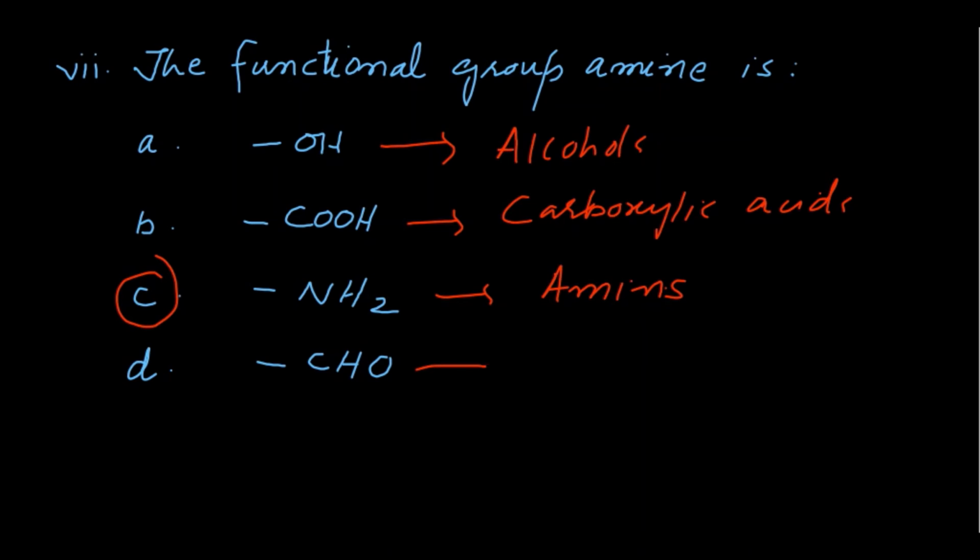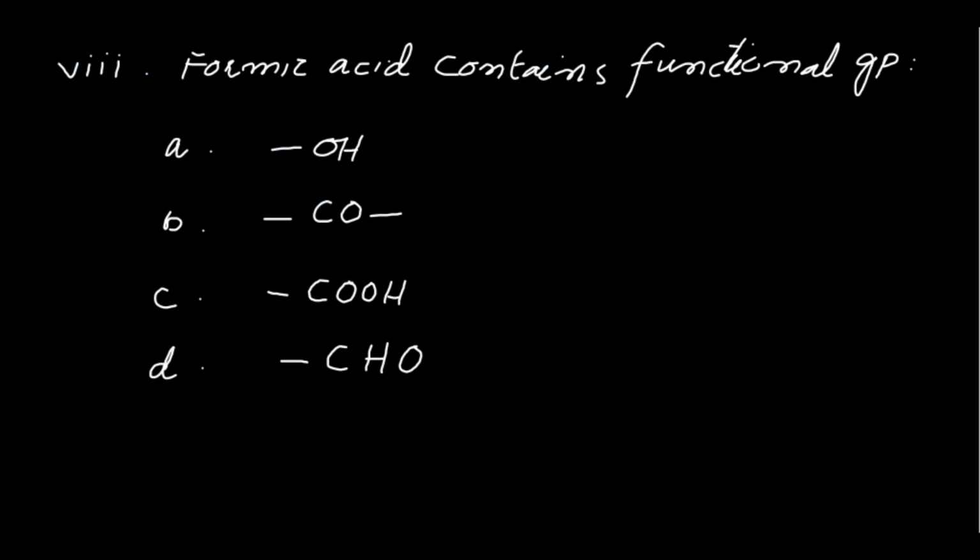While this compound, the last one, a CHO group. CHO group is known as a formyl group. Formyl group, and usually this group is present in aldehydes. Aldehydes. So which is the correct option, students? Option number C is correct. Right, students? I hope this is clear to you, students. Now we'll see the next question which is given.